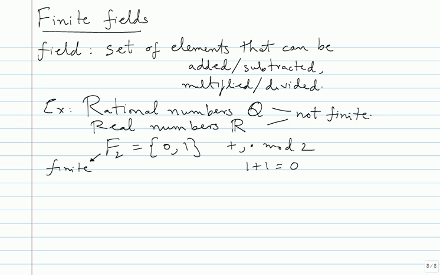F2 is a very simple example. You can also make it slightly more non-trivial. Like you pointed out, you can take F3, which would be 0, 1, 2, and do addition and multiplication modulo 3. This will be a field. You'll see it will be consistent. You do anything modulo 3, you can also divide. How will I divide 1 by 2 mod 3? You have to think about it in a little different fashion.